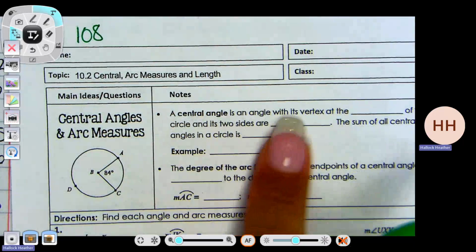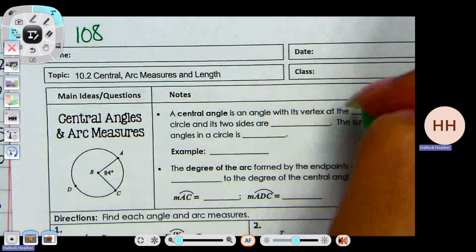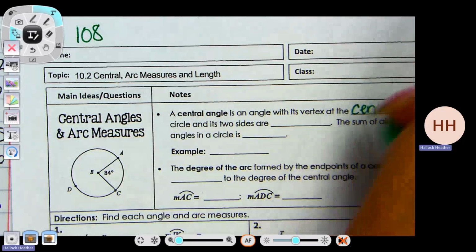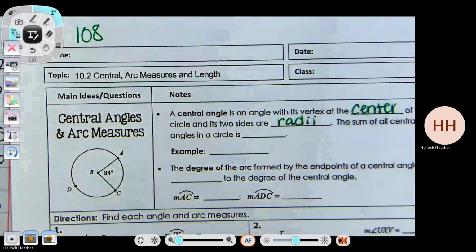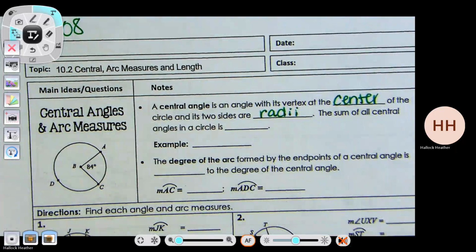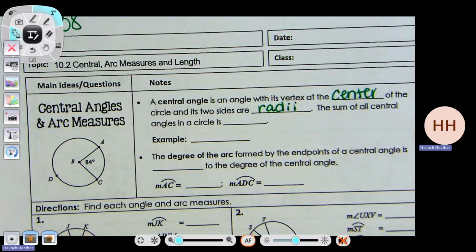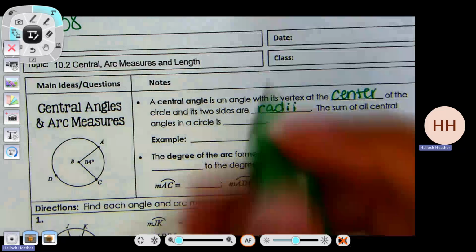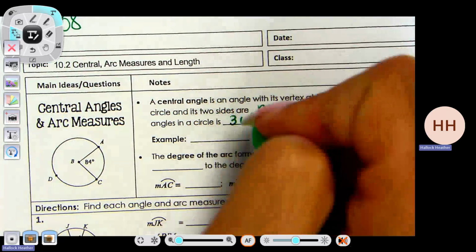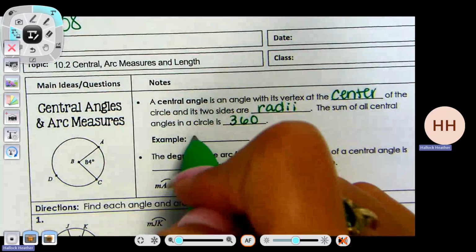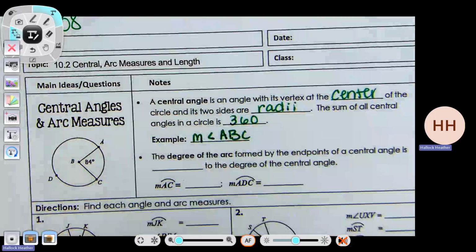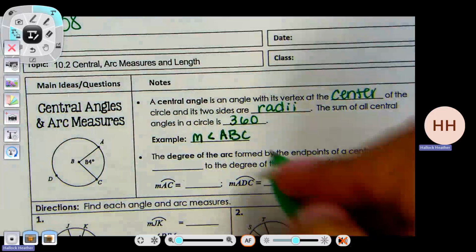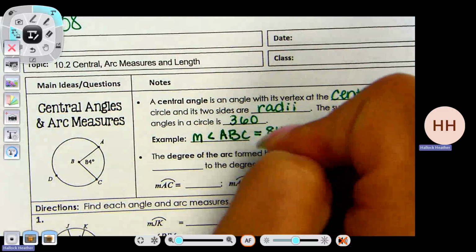So a central angle is an angle with a vertex at the center of the circle. The two sides are radiuses, which is radii. The sum of the central angles in a circle equal how much? How much does a circle make? 360. So an example of a central angle would be the measure of angle ABC. C is the center, so it goes in, back out, is equal to 84 degrees.